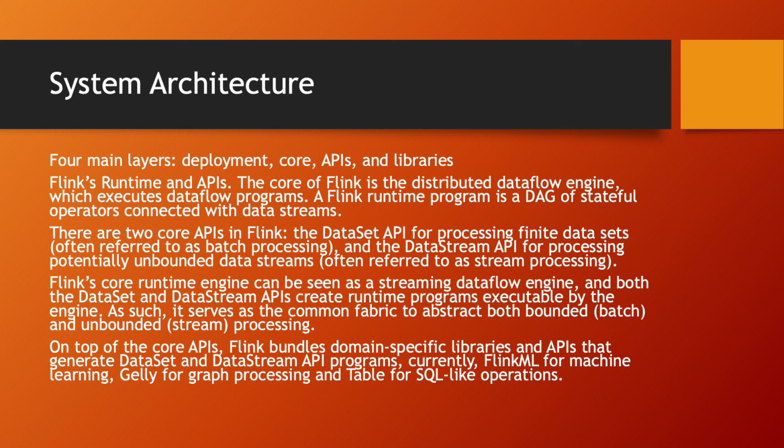There are two core APIs in Flink: a dataset API for processing finite datasets, often referred to as batch processing, and the data stream API for processing potentially unbounded data streams, often referred to as stream processing. Flink's core runtime engine can be seen as a streaming data flow engine, and both the dataset and data stream APIs create runtime programs executable by the engine. As such, it serves as the common fabric to abstract both bounded and unbounded processing.